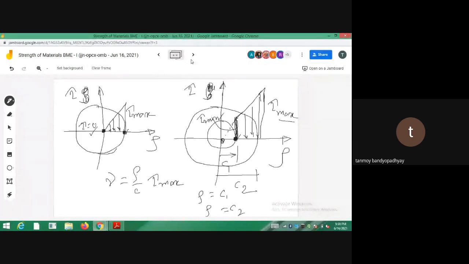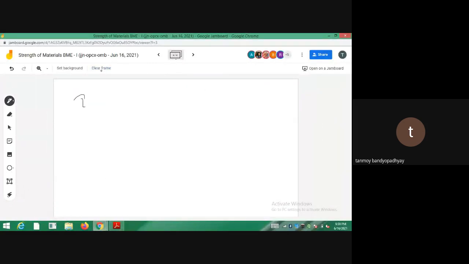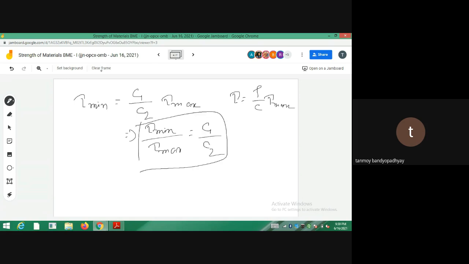Now if I express them in terms of tau, tau mean will be equal to, with the expression tau is equal to rho by c into tau max, c1 by c2 times tau max. So you will be getting tau mean divided by tau max equal to c1 by c2. This is the expression for a hollow shaft. If you consider a hollow shaft, the expression looks something like this.